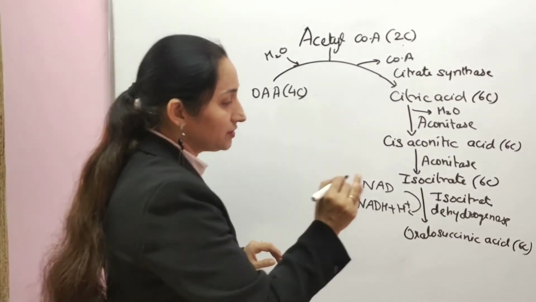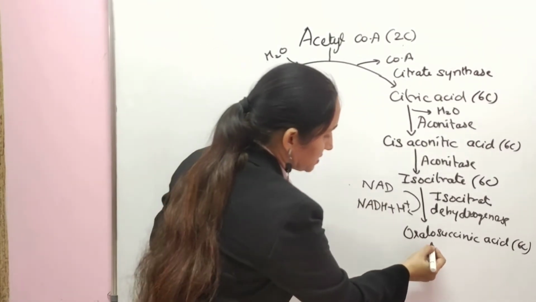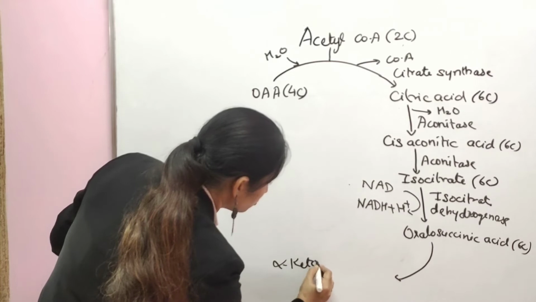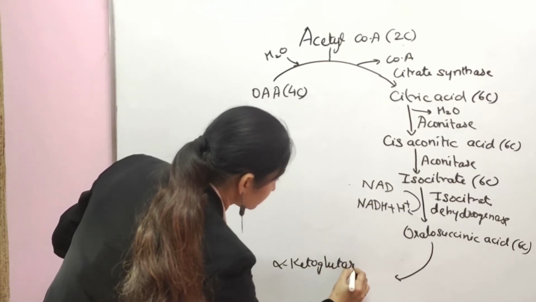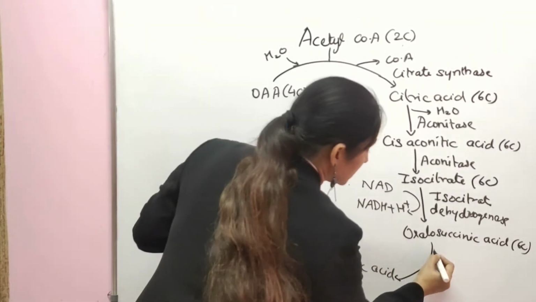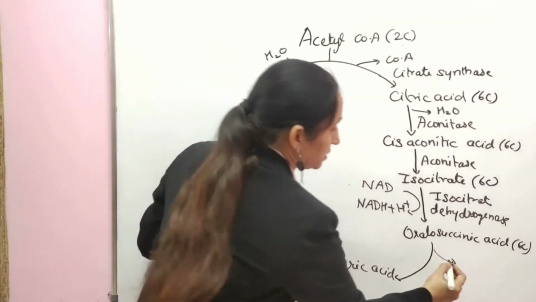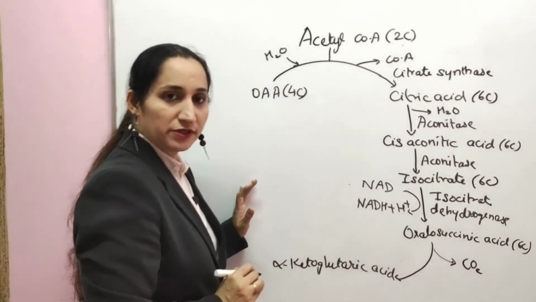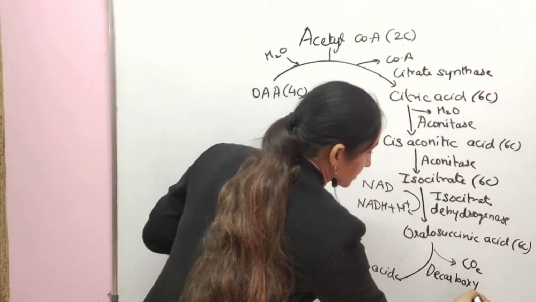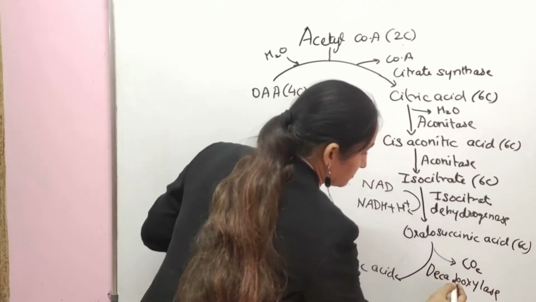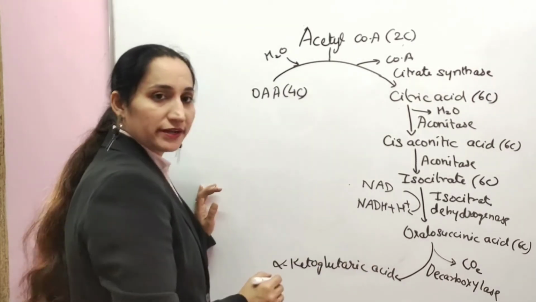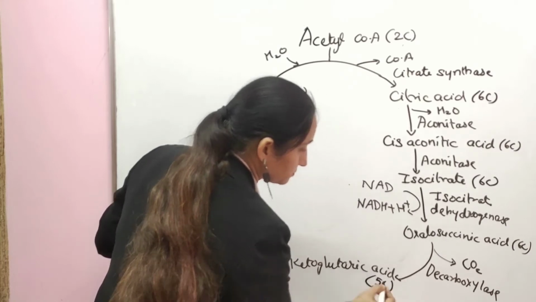Now, in the next step, oxalosuccinic acid will get converted into alpha ketoglutaric acid. This is a decarboxylation process. Here a molecule of carbon dioxide will be released. So the enzyme is decarboxylase enzyme. Now as a molecule of carbon dioxide is removed, alpha ketoglutaric acid will be a 5-carbon compound.